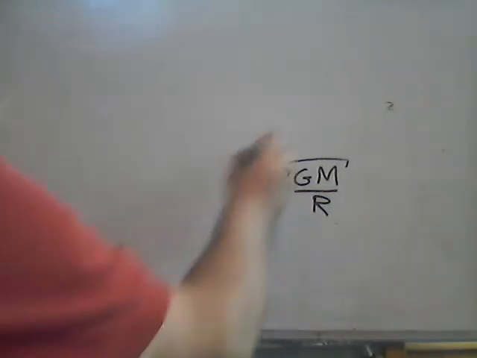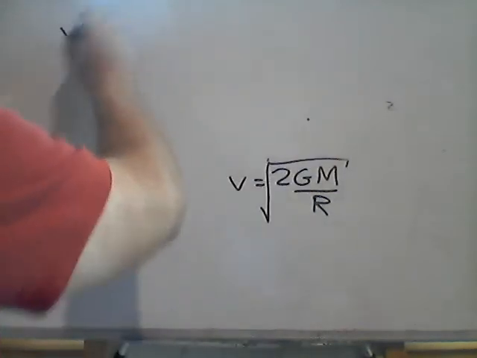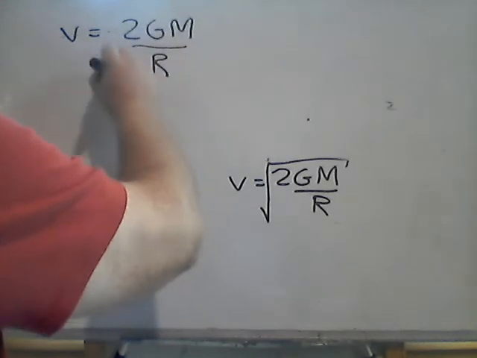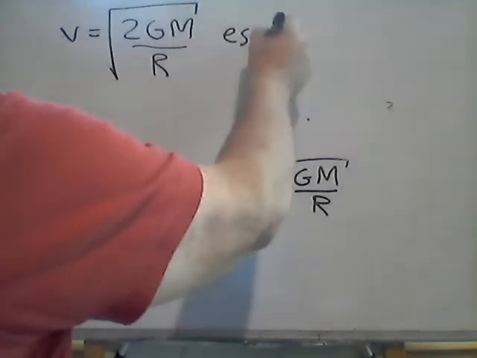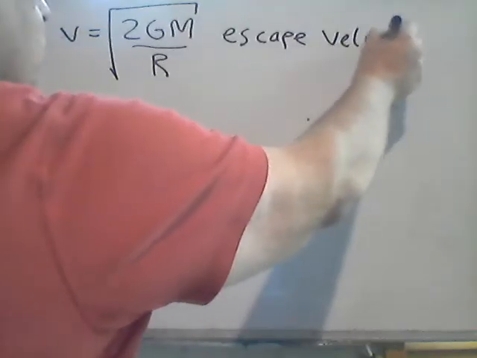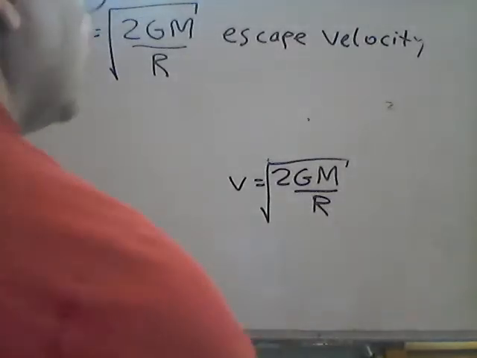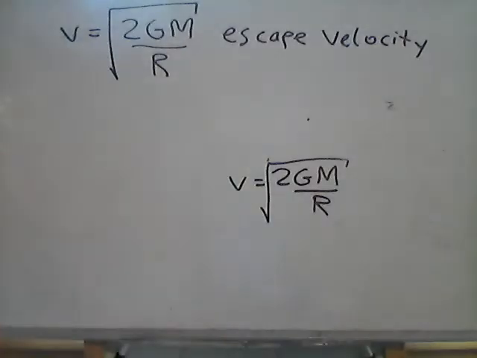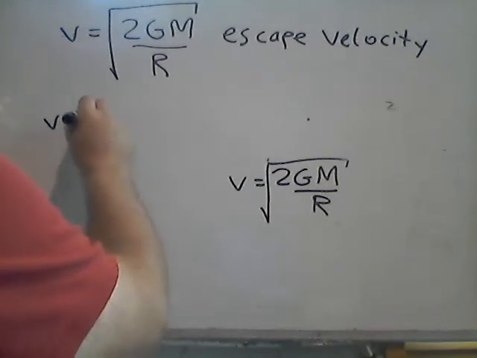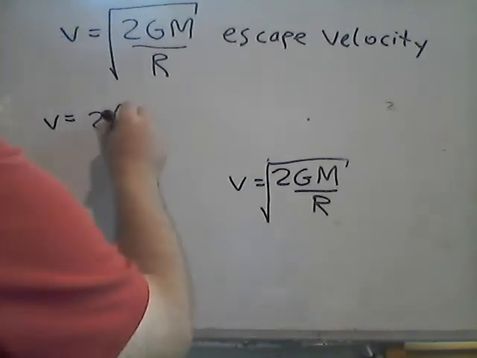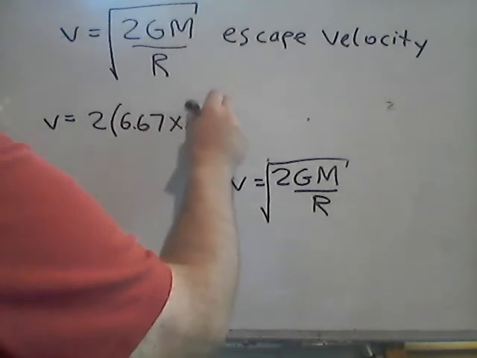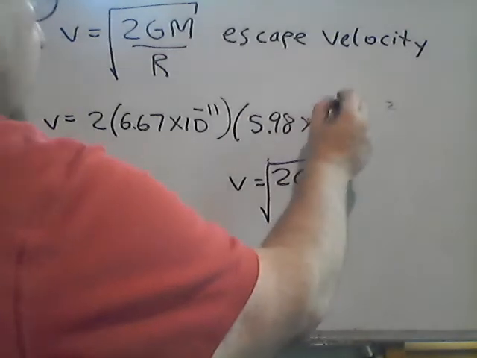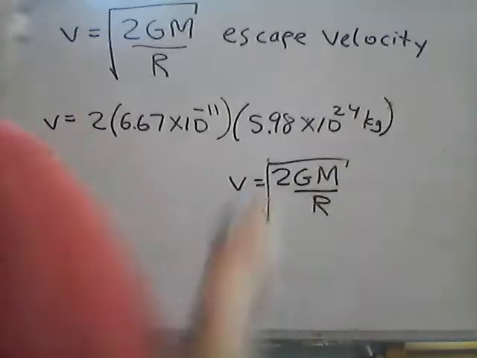So again, this is escape velocity. V is the square root of 2 G cap M over R. How much kinetic energy does something have to have to escape the Earth? V is the square root of 2 times the universal gravitation constant, 6.67 times 10 to the negative 11, times the mass of the Earth, 5.98 times 10 to the 24th kilograms, and I'm going to divide by R.